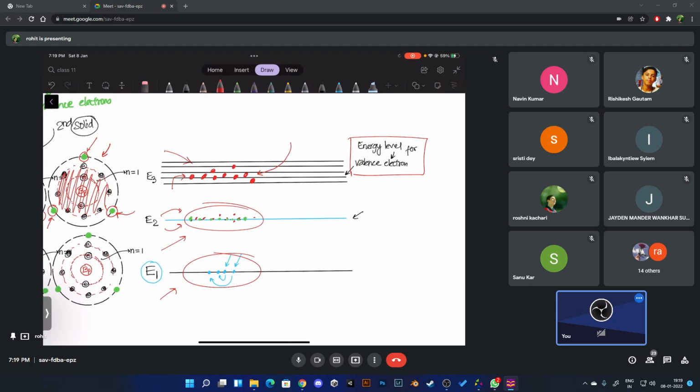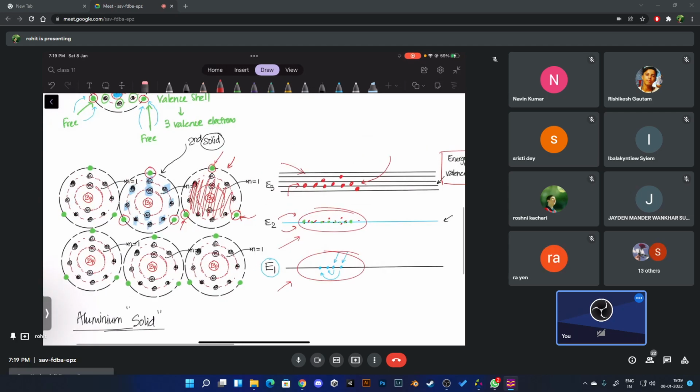Can you answer what I'm doing? Guys, did you answer what I'm doing? Sir, can you please repeat? I'll repeat. What is this, guys? It's an electron, where? In the outermost shell or not? In the outermost shell. Do you agree it must have energy equal to E3 or not?